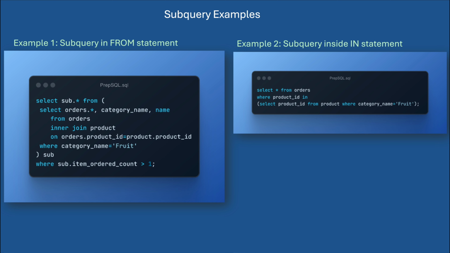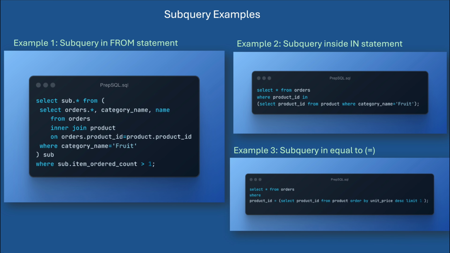Likewise, a subquery inside an IN statement can be seen here. Here we filter all the orders where the item is fruit without using any joins. So we just do select * from orders where product_id IN, and we get all the product IDs: select product_id from product where category_name equals fruit.